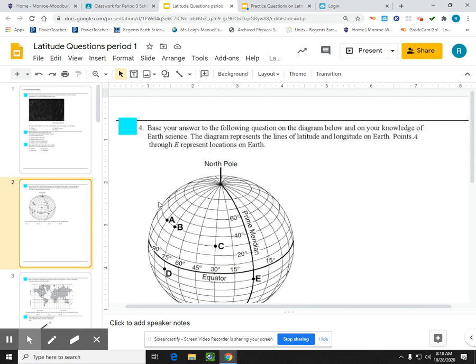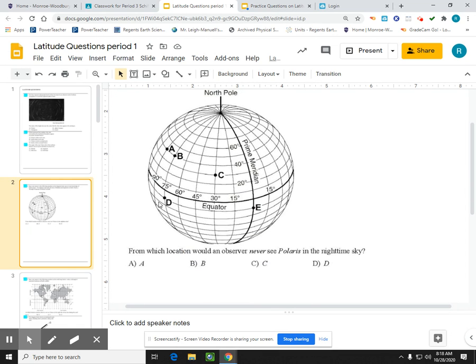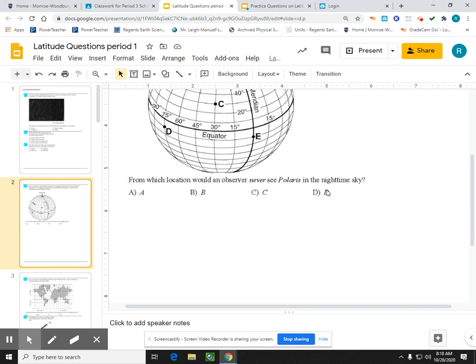Base your answers to the following questions on the diagram below and on your knowledge of Earth science. The diagram represents the lines of latitude and longitude on the Earth. Points A through E represent locations on the Earth. At which location would an observer never see Polaris in the nighttime sky? There would be choice D here, but if there was another choice for E, it would also be E as well. They're both located in the southern hemisphere where you can't see Polaris.